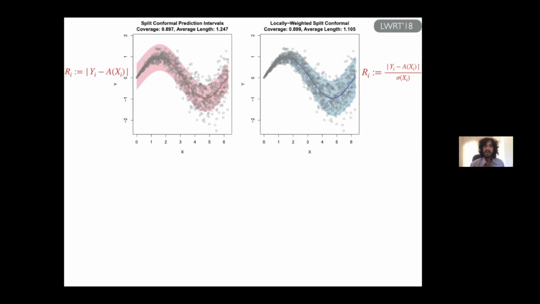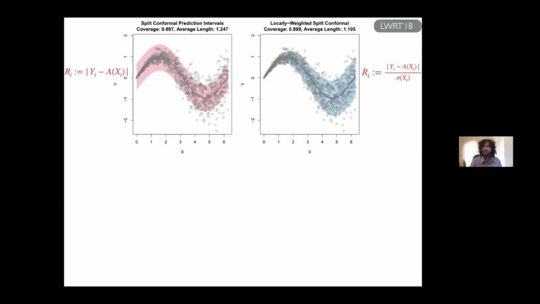Okay, so as you can see already, there are several things coming out over here. The one is that the way you define the residual is important. Second is what you do on the first half of the data is completely up to you. You can learn just one conditional mean function, or you can learn A and sigma, and you can do other things.